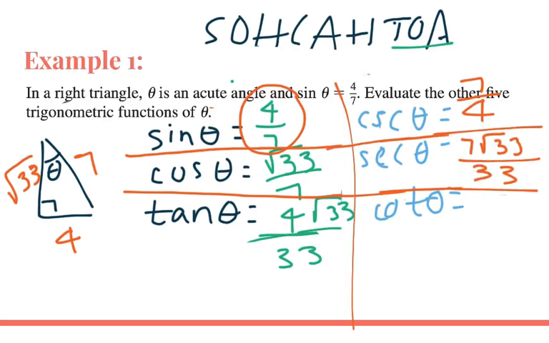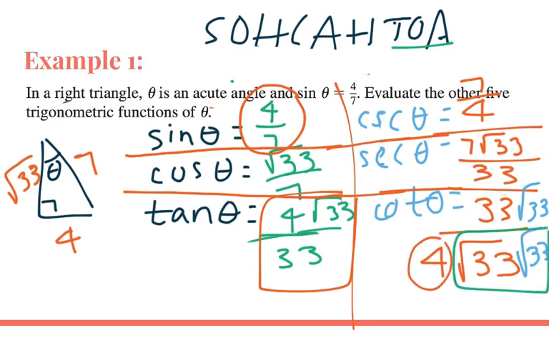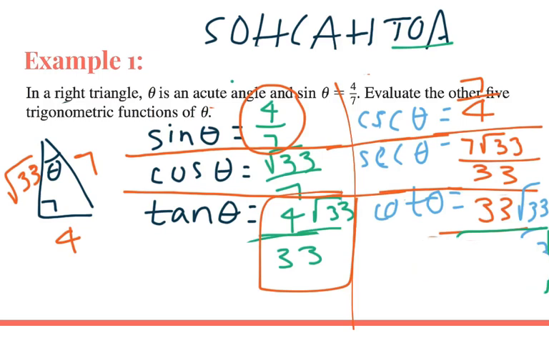Alright, and lastly we have to do cotangent, which is just flipping the fraction of tangent. So I'm going to take this fraction over here and just flip it. So 33 over 4 square root 33. And the only issue with this is that we do have that square root in the denominator, so I'm going to multiply both the top and bottom by square root 33. And this part of it right here will turn into 33, but we do still have to multiply it by 4. So 4 times 33 is 132. So I'm going to erase this and write 132.